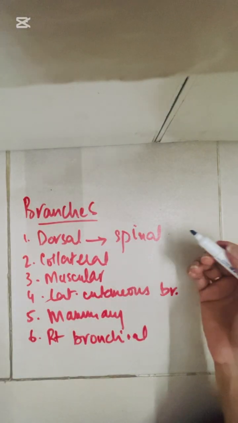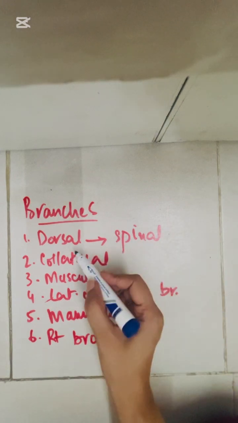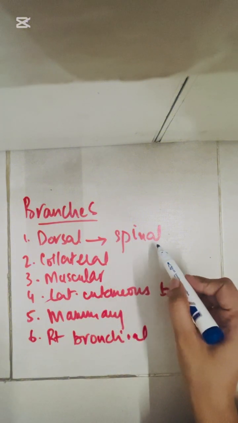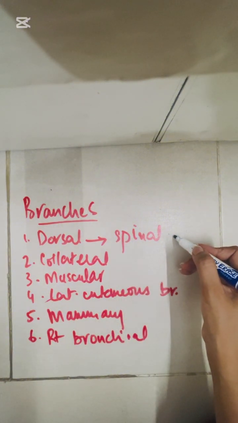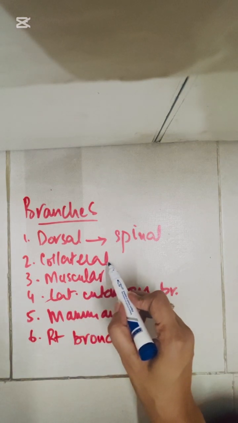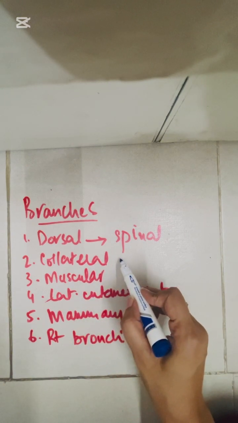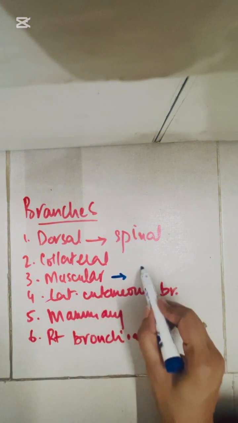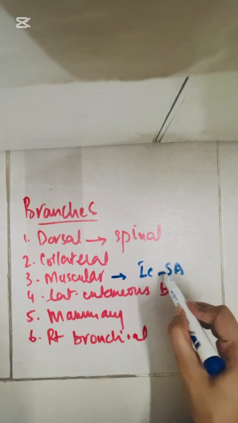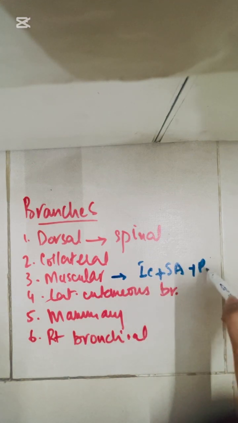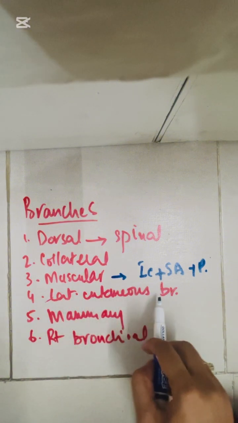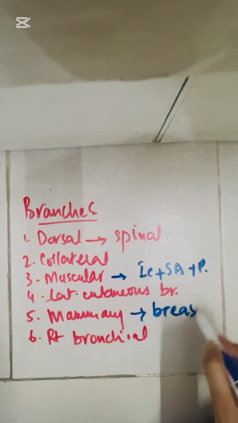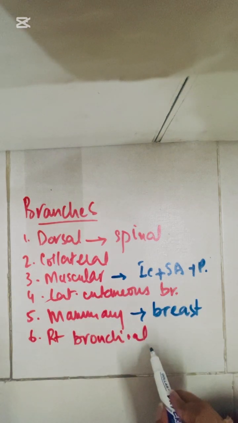The branches of the posterior intercostal artery are the dorsal branch, which supplies the back muscles, and it gives off another branch which is the spinal branch, which supplies the spinal cord and vertebrae. Then it also gives off a collateral branch which anastomoses with the lower anterior intercostal artery. Next, it gives a muscular branch which supplies the intercostal muscles plus the serratus anterior muscle plus the pectoral muscles. The lateral cutaneous branch supplies the skin. The mammary branches supply the breast, and lastly it gives off a right bronchial branch.